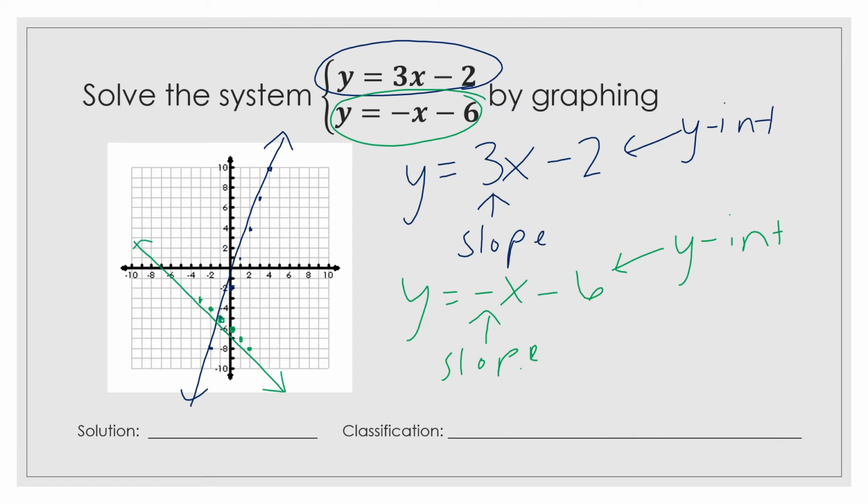Okay, so my solution is where they cross each other, which was at negative 1, negative 5. And so then because I have one solution, the classification would be consistent, independent.